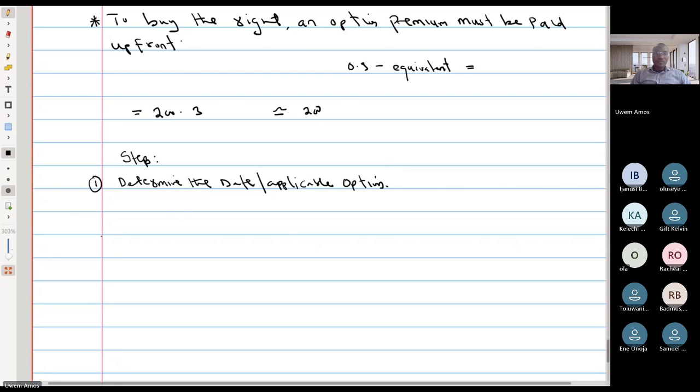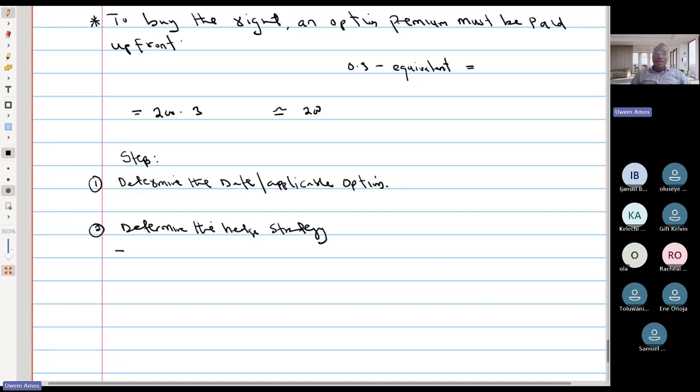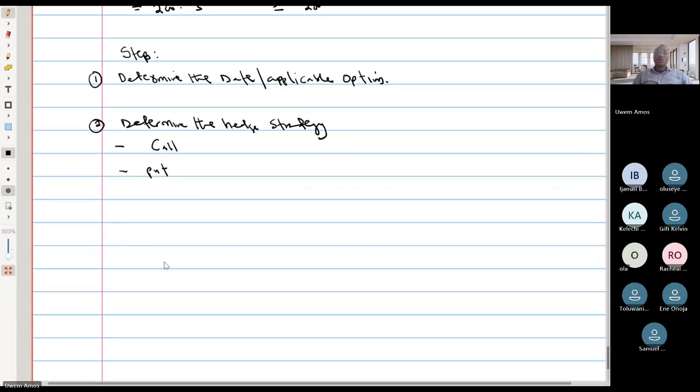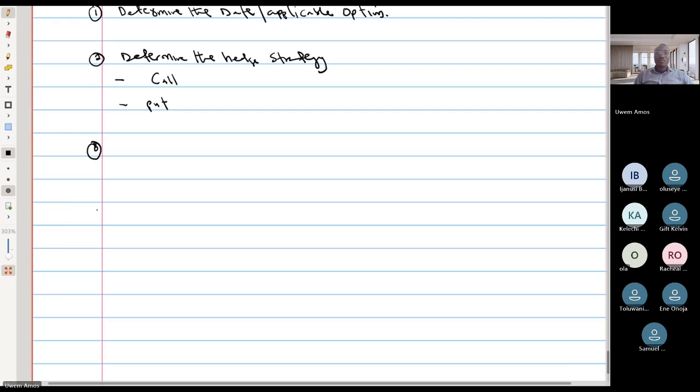The second would be to determine our hedging strategy. And for options, the hedge strategy would be one of two. It would either be a call option or a put option. We're going to explain both as we solve the question. The third would be to determine the number of contracts.